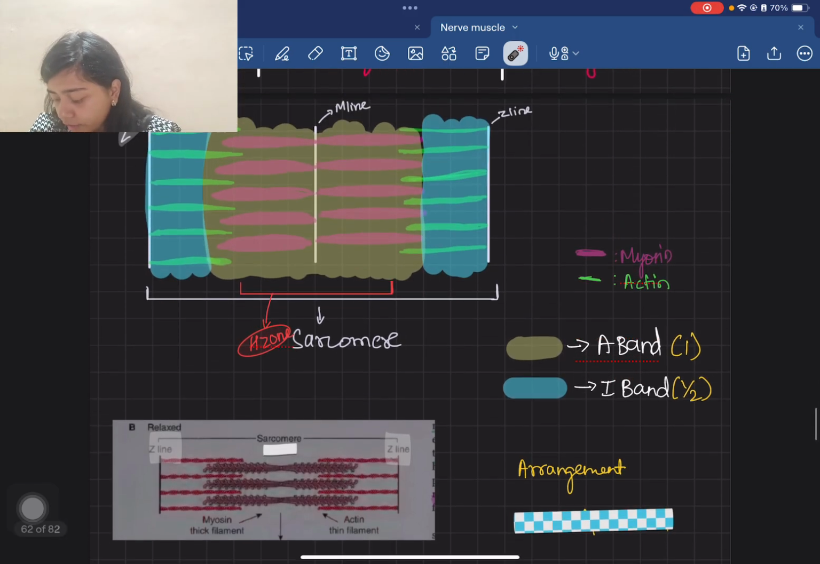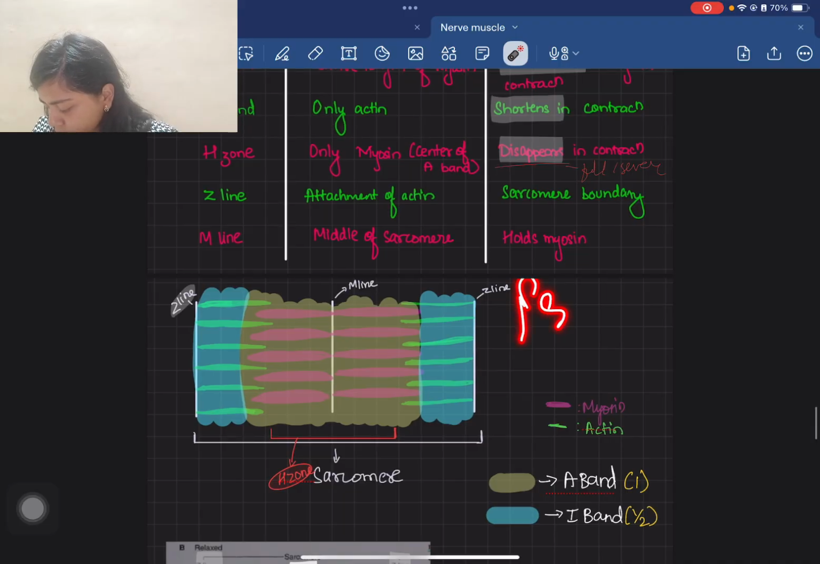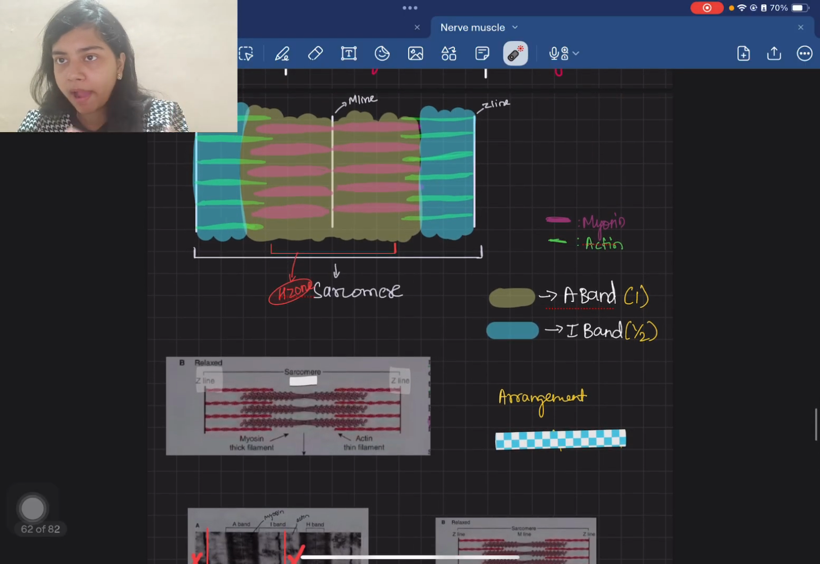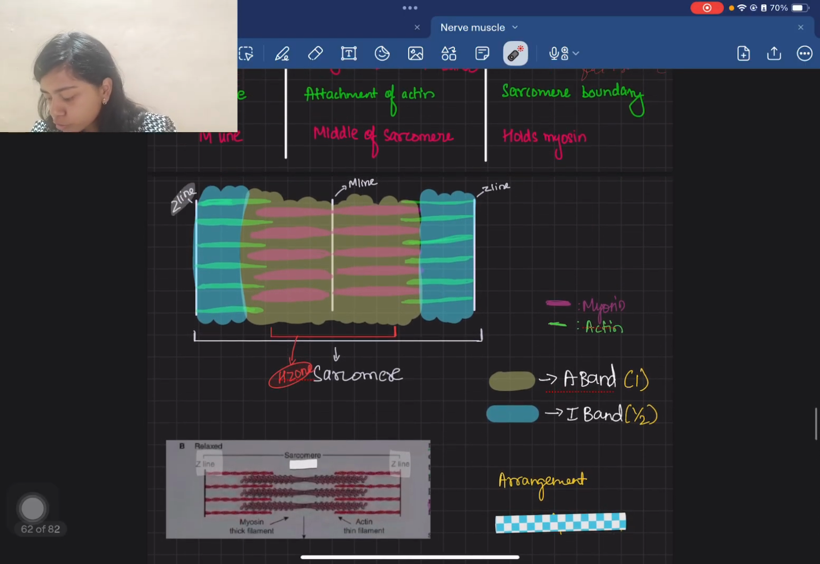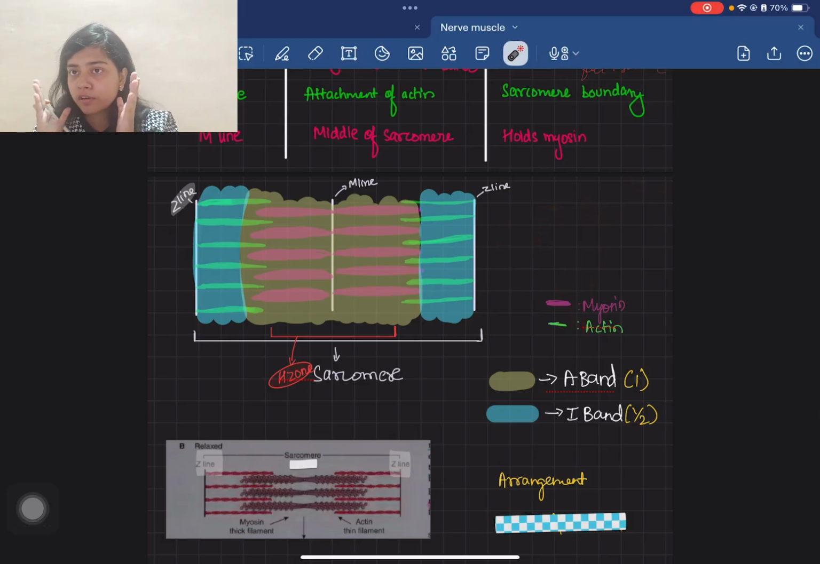Another term which is there in your Ganong is your pseudo H zone. Pseudo H zone, okay? That's a new term. What is this basically? What was the H zone? It was including only your myosin. Okay, pseudo H zone will include only the tail of myosin.